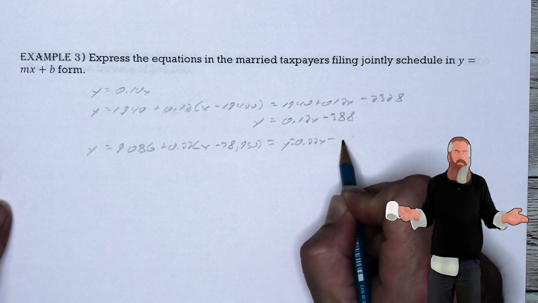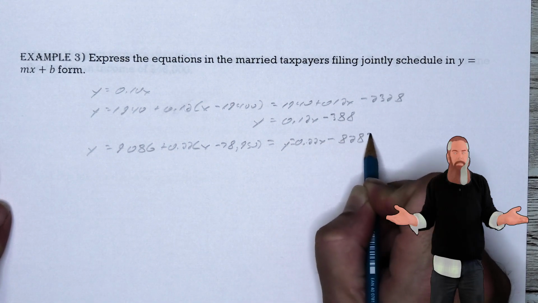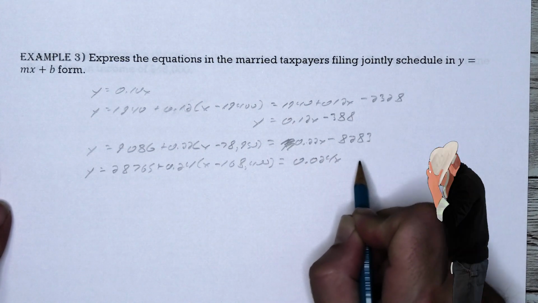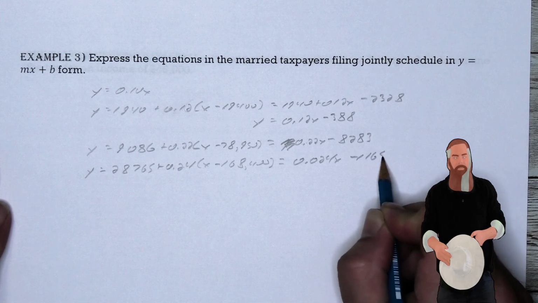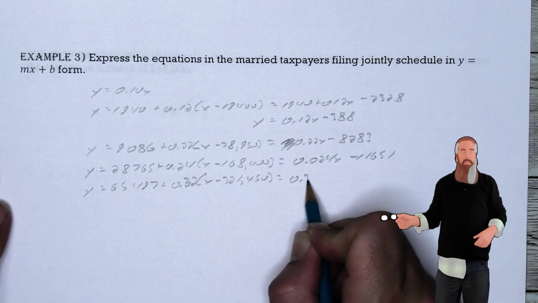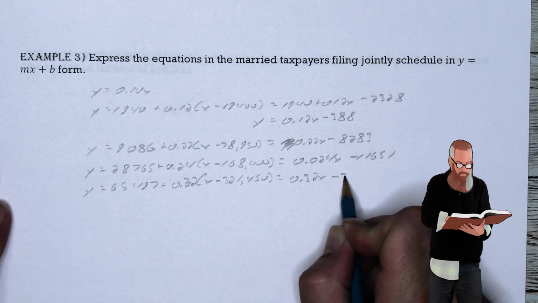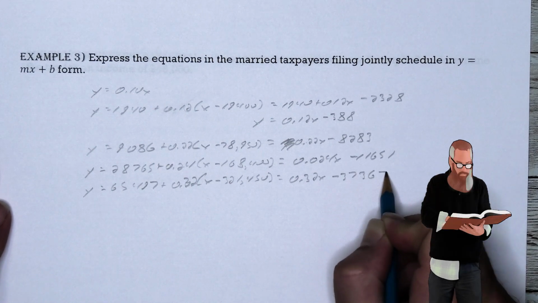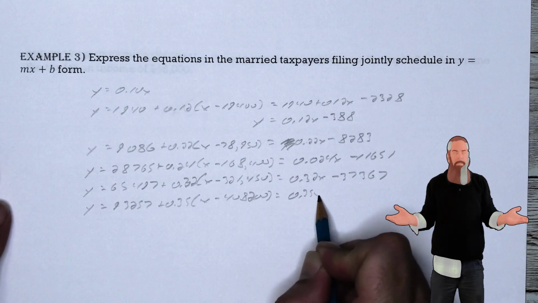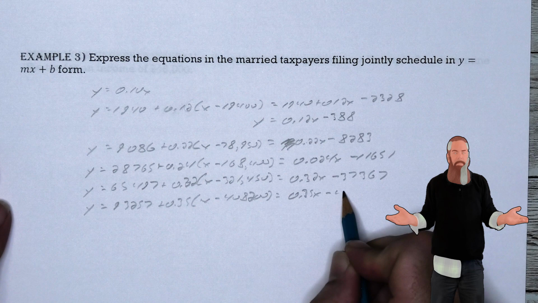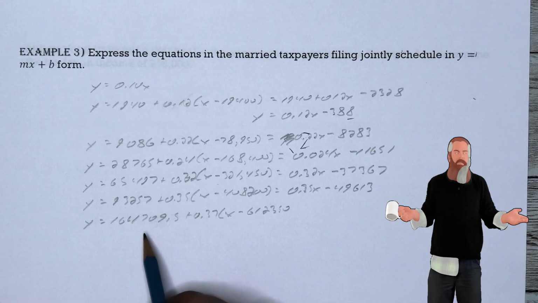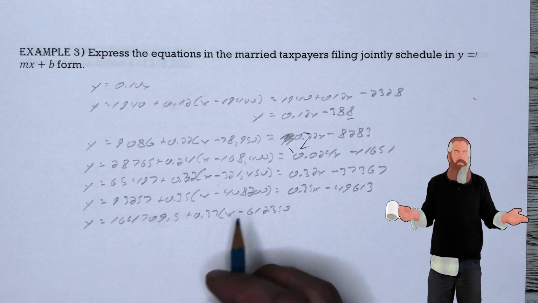By continuing this, on the next one we would have y equals 0.22x minus 8,283. Then y equals 0.24x minus 11,651. Then y equals 0.32x minus 37,367, followed by y equals 0.35x minus 49,613. And for good measure, we're going to compute this last one long form in case you forgot.